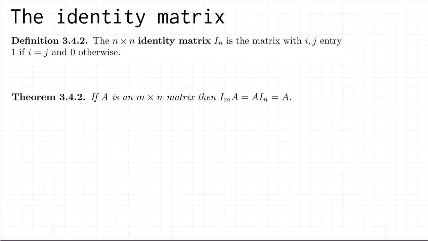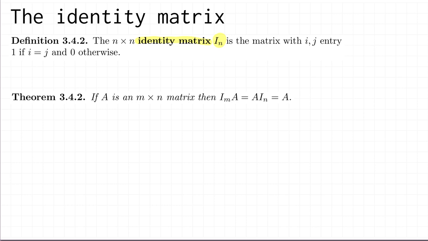And there is a family of matrices which have the same kind of property for matrix multiplication. That family of matrices is called the family of identity matrices. The definition here is that the n by n identity matrix, which we write like this, is the n by n matrix with ij entry which is 1 if i is equal to j and 0 otherwise.